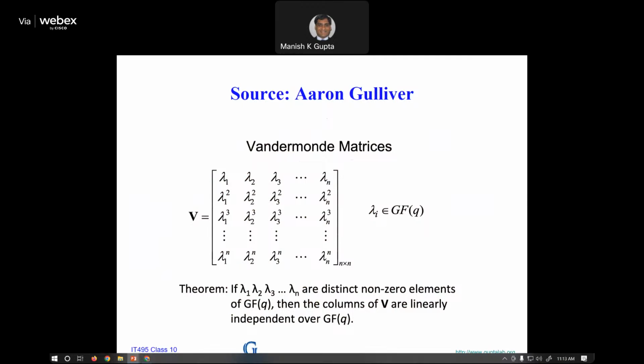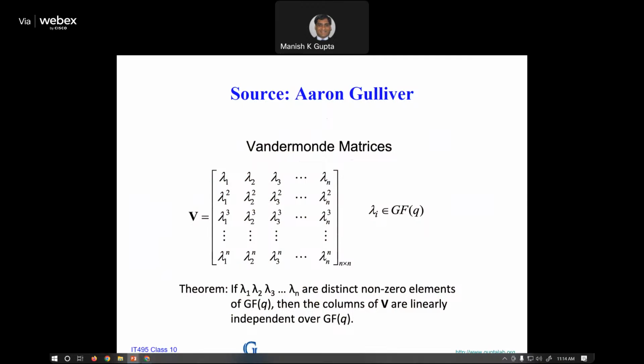So whatever these lambda i's are, as soon as lambda i becomes lambda j for any i, j, the determinant will be 0. So as long as these lambda i's are distinct, we are safe. This matrix will be non-singular, right? I'm giving you just hints, so of course you can try to verify. So this is the result: if lambda i's are distinct non-zero elements of GF(q), then the columns of this Vandermonde matrix are linearly independent over GF(q), right? Okay, that's a very, very important result.